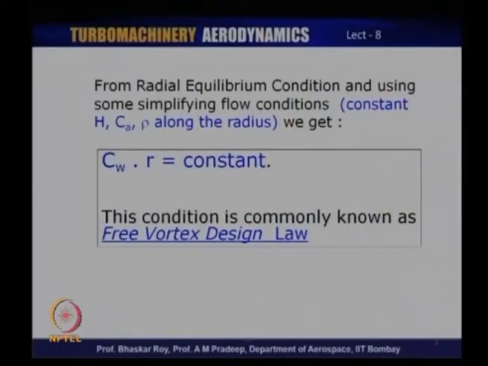That is the free vortex law. Now, the free vortex law is based on what we had put together as the radial equilibrium condition, which had some simplifying flow conditions. These simplifying flow conditions were that in the radial direction, total enthalpy H, axial velocity C_a, and density are constant. Along with the fact that the flow is isentropic, using those additional thermodynamic conditions, we had found C_w times R equal to constant. This is the free vortex design law, which people have been using for almost 60 years, ever since axial flow compressors made their mark in jet engines.